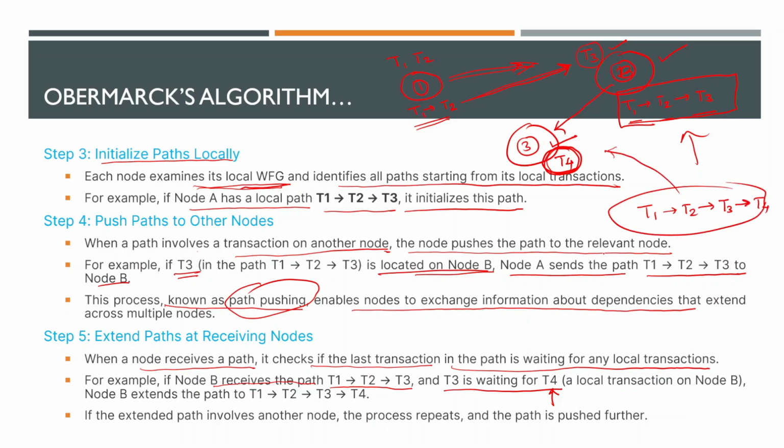So in this way the path pushing will take place across the distributed environment, but the condition is that the last transaction in the path should wait for another transaction which might be getting executed on another node. In this case T3 was dependent on T4 and T4 was getting executed on node 3. So in short, if the extended path involves another node, the process repeats and the path is pushed further to the next node.